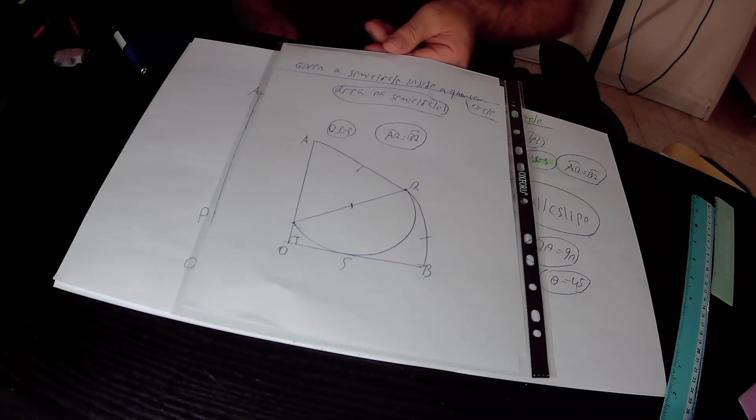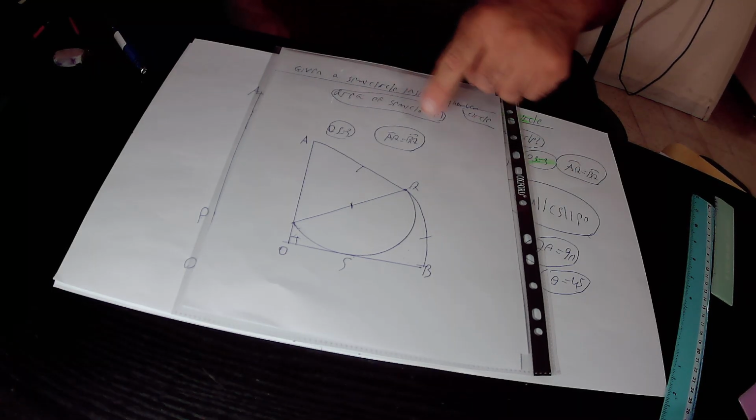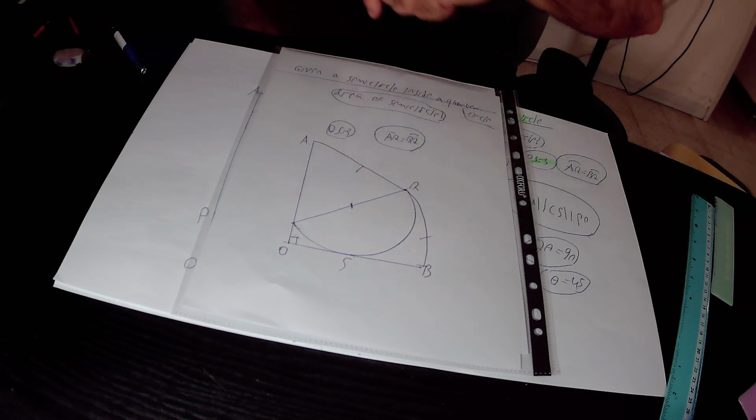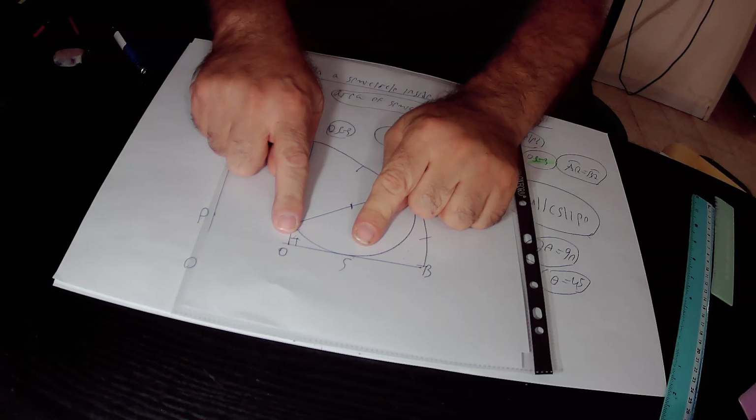Okay, again, in the drawing, you have a quarter circle AOB. This is the right angle because AOB is a quarter circle. Inside this quarter circle, we have this small semicircle. This is line segment OS that equals 3 units in its length.